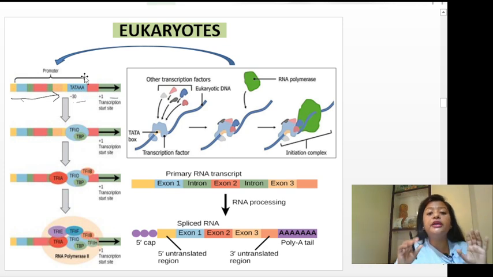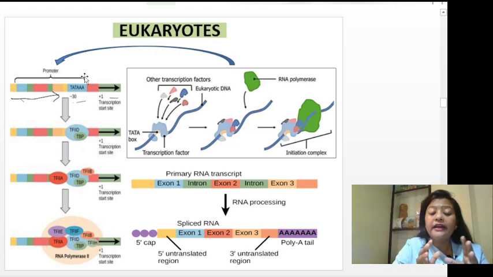Now, as I've told you, in the eukaryotes, when the DNA is being converted to mRNA, in the primary RNA transcript there are both introns and exons being converted from the DNA to the mRNA. But we do not need the introns. We need only the exons because the exons contain the actual genetic information to be translated. Now, for that, we got the mRNA, but we need to remove the introns. That's called splicing.